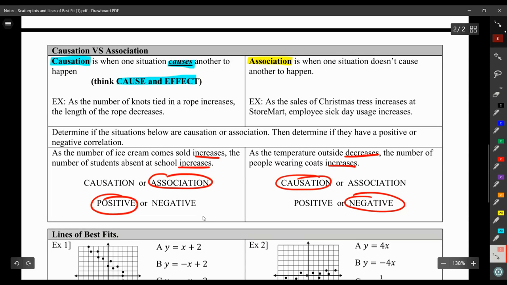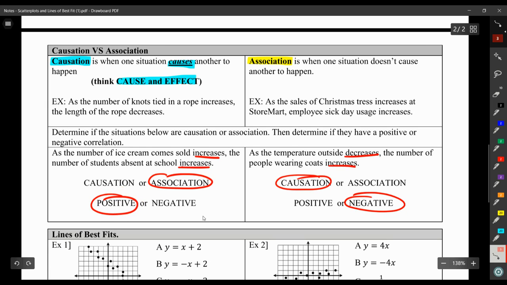As the number of ice cream cones increases, the student absences increase. Well, just because you're selling more ice cream doesn't mean the school absences are going to go up. So that'd be association. Now, there is a positive trend. So just because one is not causing the other, you can still have a trend. So increase and increase, those are both upward directions. So that would be a positive trend.